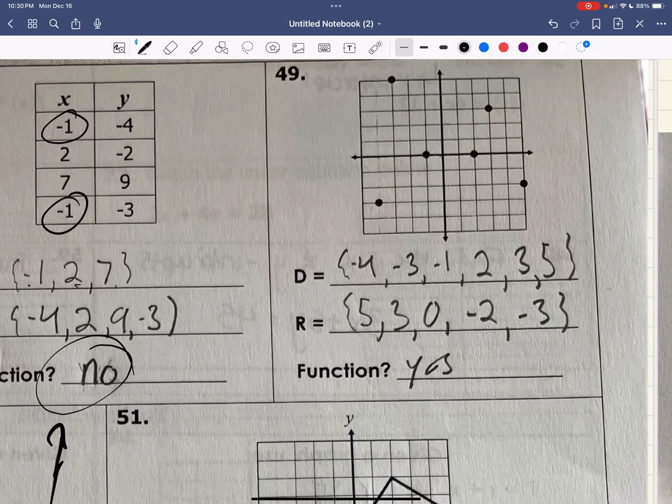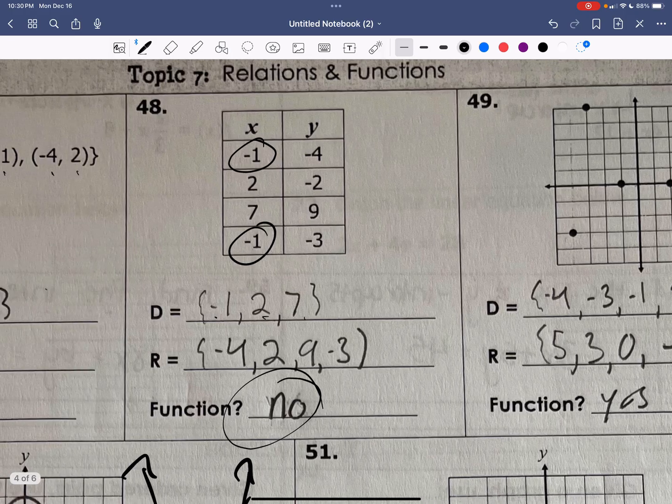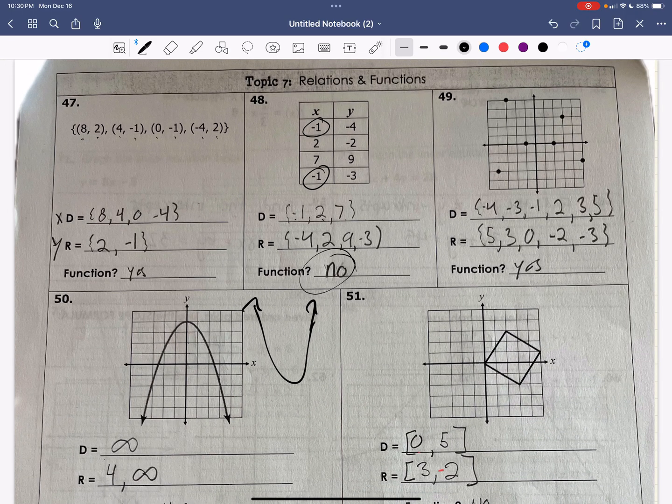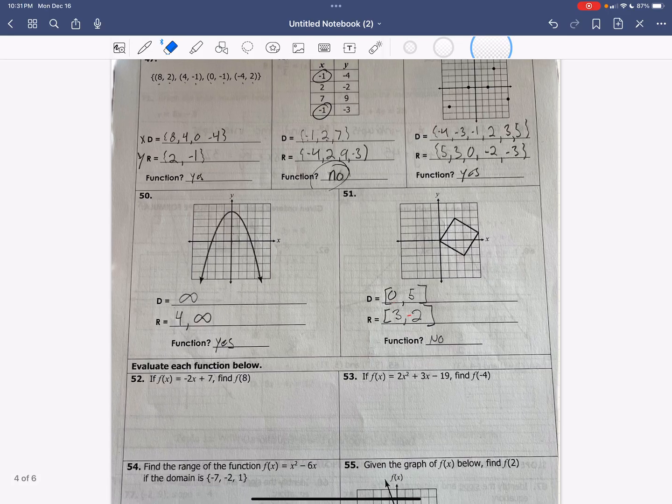Whoops. 49 looks good as well. Again, domain is all the x values, right? Domain is just all the possible x values. Again, this would be an example. All of these would be examples of not continuous, right? They're not going to be continuous functions. Now when we get down here to 50, 50 would be continuous because it doesn't stop, right?